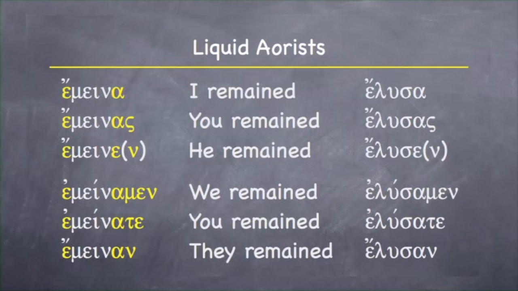So take a look at the paradigm. Amena, amenus, amena with a movable nu, amenamen, amenate, amenan. And when you compare them to a non-liquid first aorist, you can see that they're just the same thing. In the appendix for BBG, there is a list of all the liquid verbs, so you may want to go take a look at them. You don't know all of them now, but you may want to look at the patterns and just make sure they make sense to you, okay?